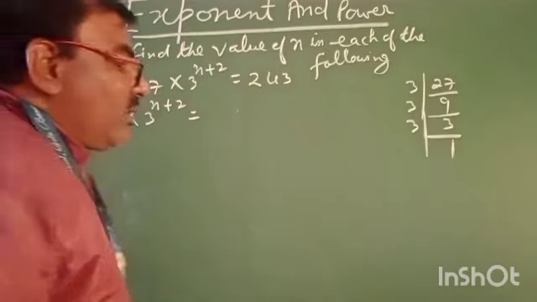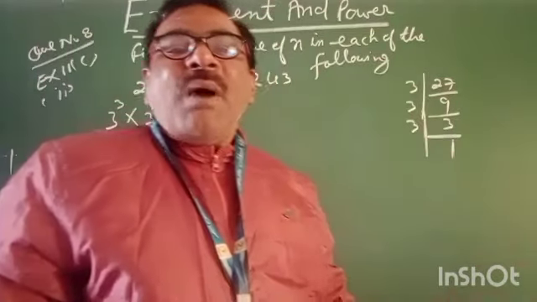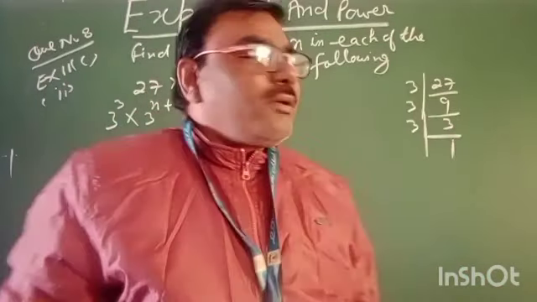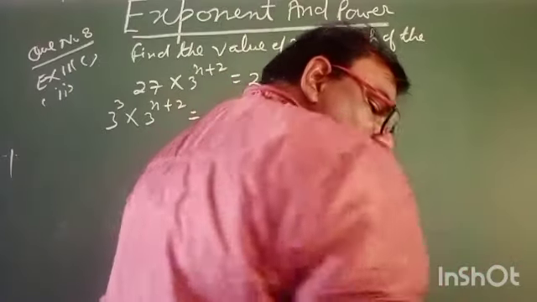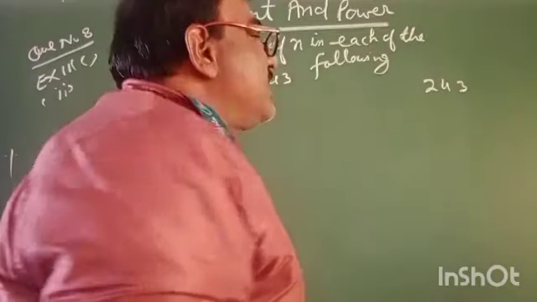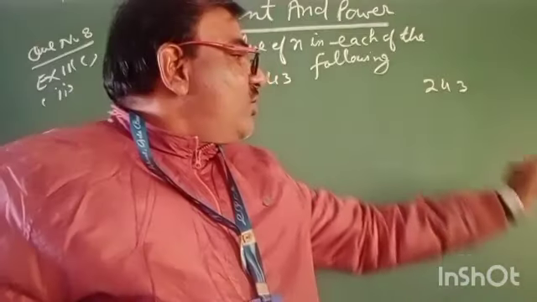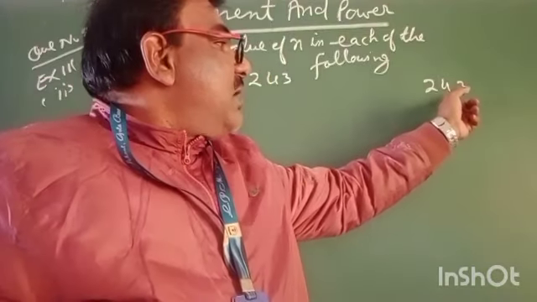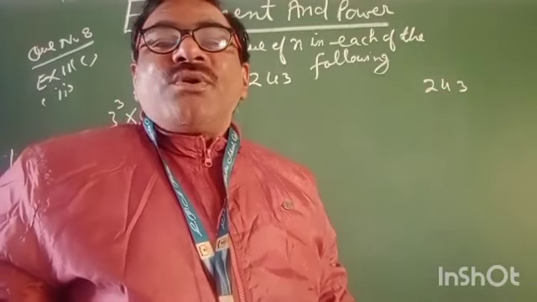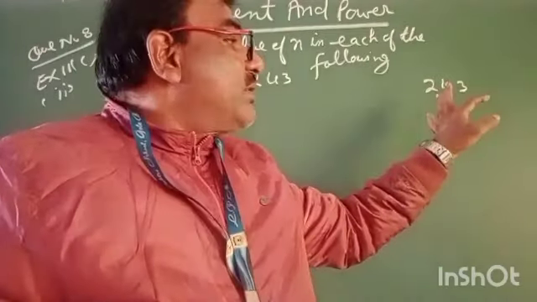Equal to 243. Now I will write 243 as a power of 3. For this I will factorize 243. As you see here, 243 is divisible by 3. Why? Because the sum of its digits is divisible by 3: 2 plus 4 is 6, 6 plus 3 is 9, and 9 is divisible by 3. So 243 is divisible by 3.